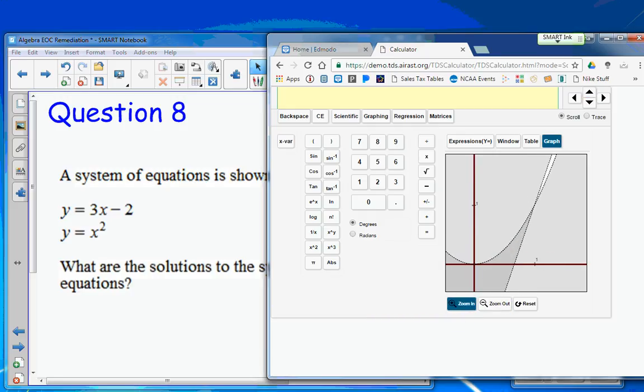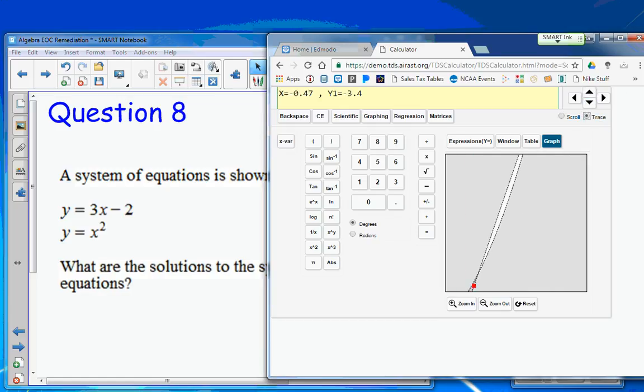Now, I have the answers in my sight. Go ahead and trace and figure out, and you can see it's moving, but not very much.